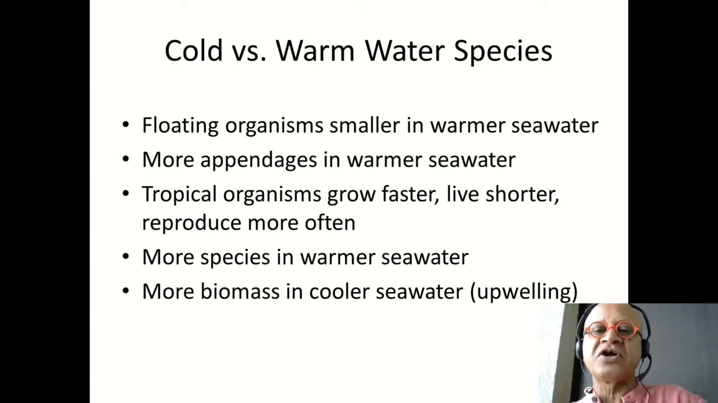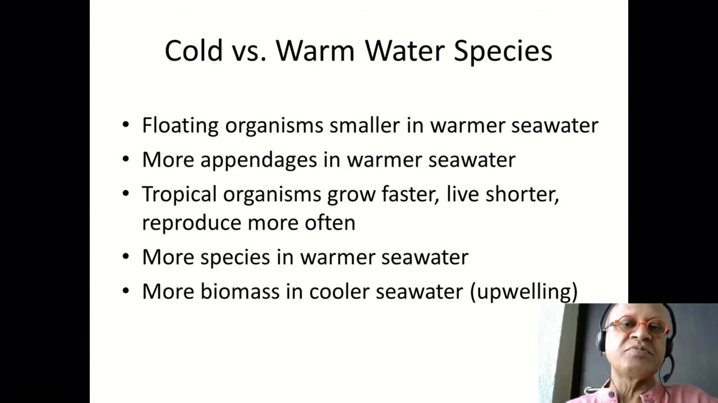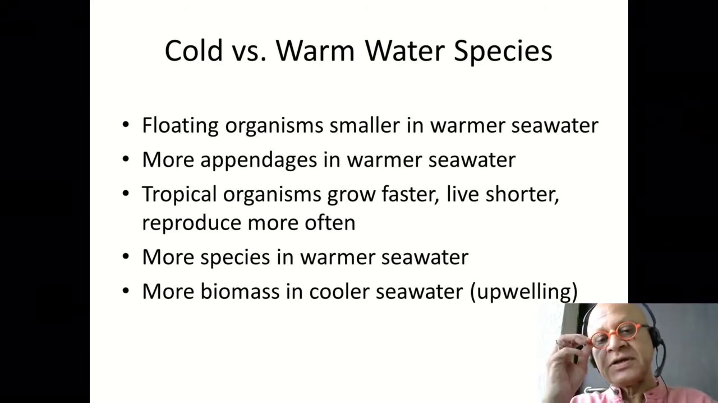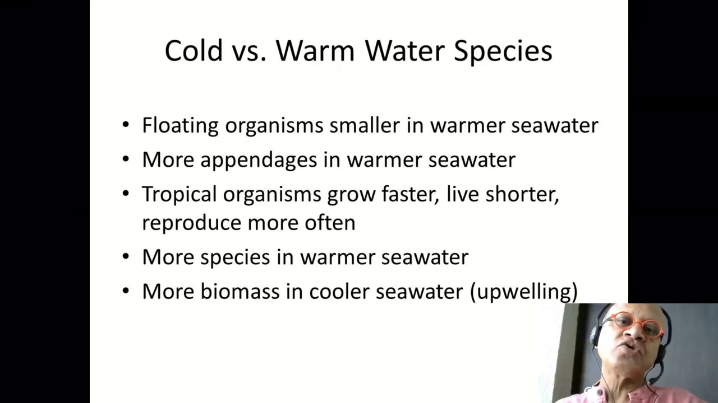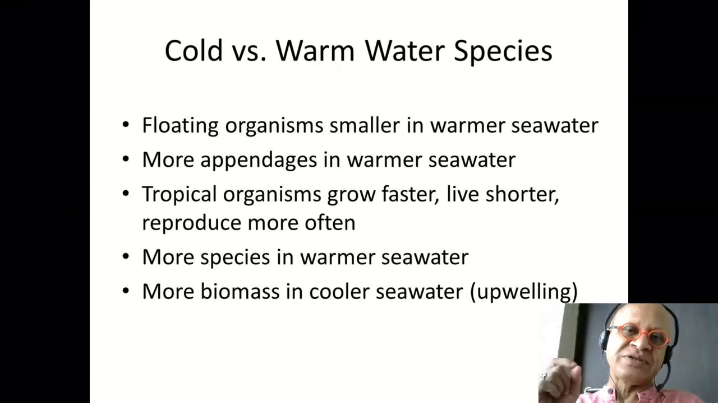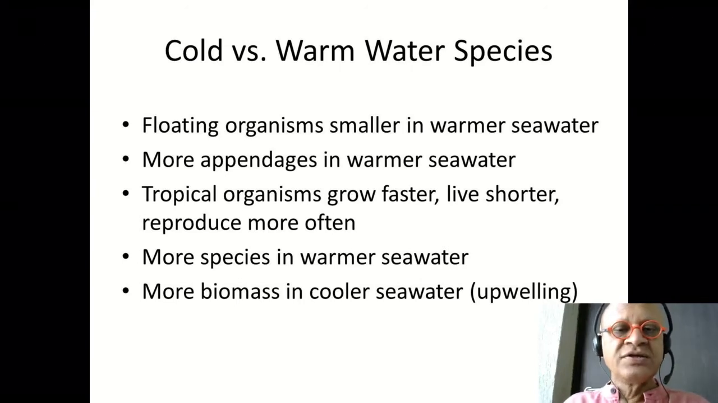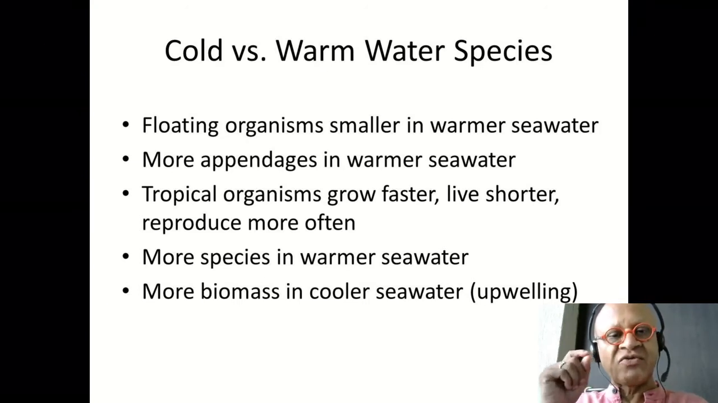Floating organisms are smaller in warmer waters because the viscosity is lower, buoyancy is lower. They need more appendages, as we saw in an example already. We'll see again. But also the metabolic rates are temperature dependent. There are equations like the Van 't Hoff Arrhenius equation and so on. Higher temperatures favor faster metabolic rates.